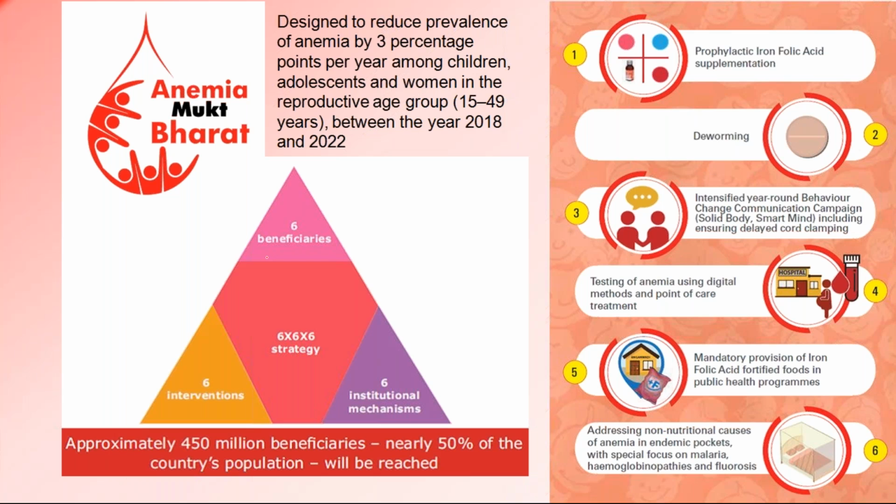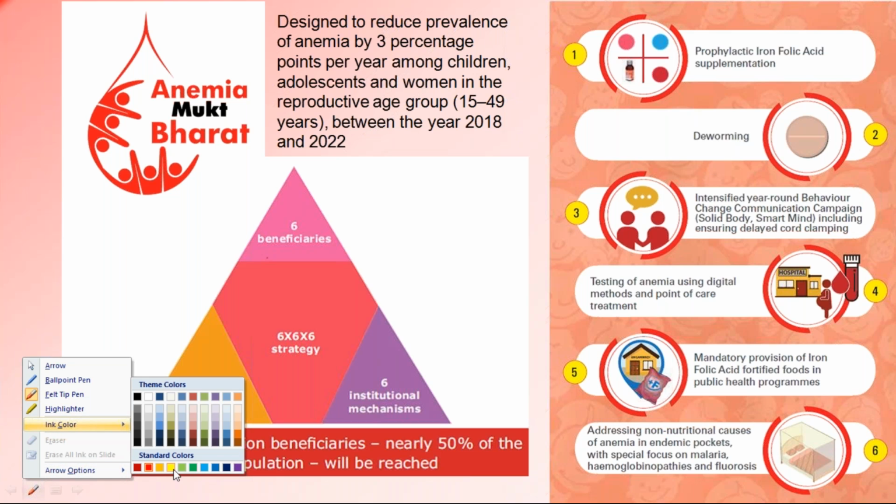This is designed to reduce the prevalence of anemia by 3 percentage points per year among children, adolescents and women of reproductive age, based on 2018. So between 2018 and 2022, every year they have to bring the prevalence down by 3%. That is the aim, and approximately 450 million beneficiaries are covered under this, nearly 50% of the country's population. So this is a very, very bold initiative.